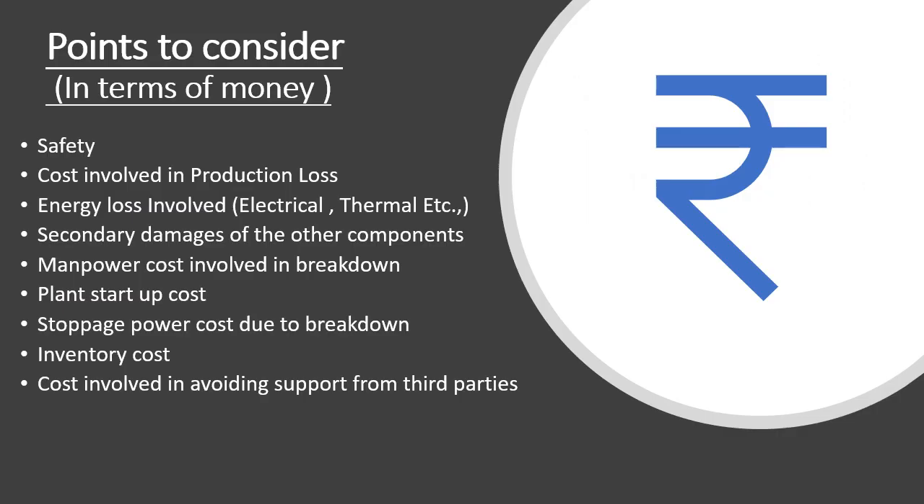So here is the summary of points to be considered in terms of money. The first one is your safety and cost involved in production loss, energy loss involved, and secondary damages of the other components, manpower cost involved in breakdown, plant startup cost, stoppage power cost due to breakdown, the inventory cost, and cost involved in support from the third parties.